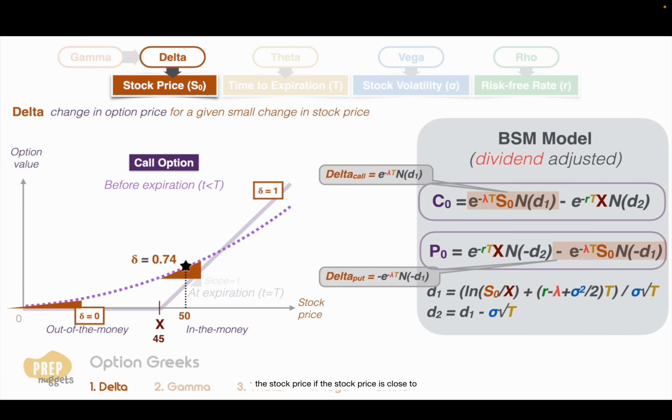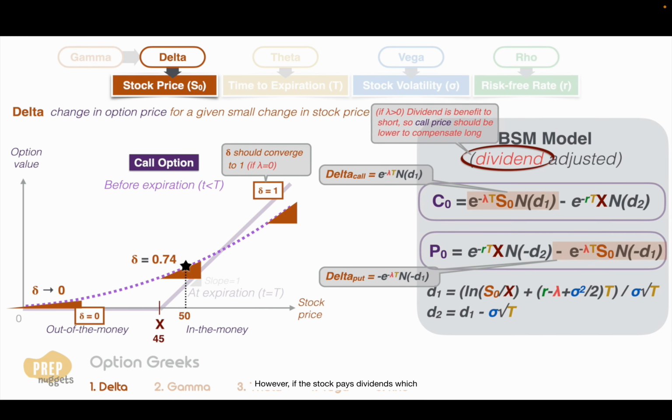If the stock price is close to 0, delta will also be very close to 0. If the stock price is very high, it should converge to 1 if there is 0 dividend yield. However, if the stock pays dividends, which is a benefit to the short, the call price should be correspondingly lower to compensate the long. As the stock price increases, N(d1) converges to 1, so based on the equation, delta should converge to this dividend discount factor as the stock price increases.